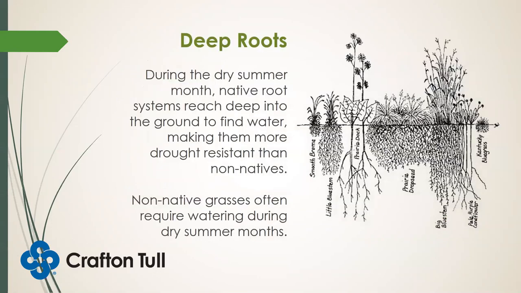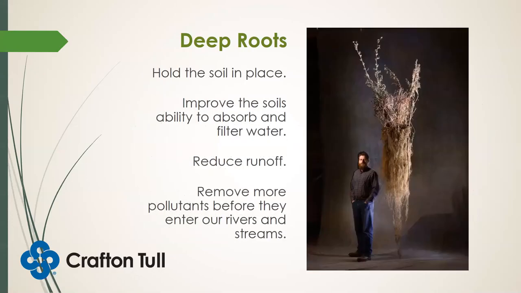Well, one thing to understand is many native species have very deep root systems, and these reach deep down into the soil profile to pull up water during those dry summer months. And this helps them be more drought resistant than many of the non-native landscaping alternatives that have traditionally been used over the last 100 years or so. These deep root systems also help hold the soil in place. They improve the soil's ability to absorb and filter stormwater. This helps reduce runoff and removes more pollutants before they enter our local waterways.